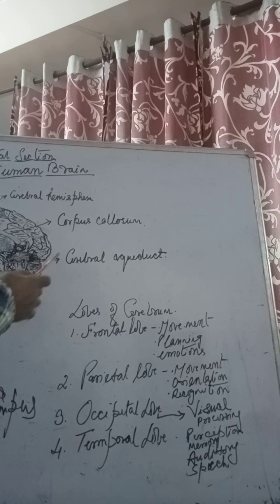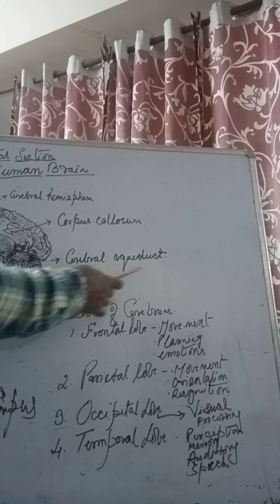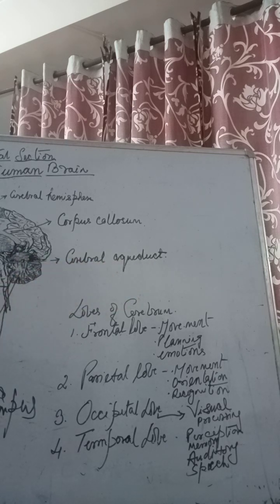And one more thing I would like to highlight here again, that is the cerebral aqueduct, which is this. The cerebral aqueduct is a fine duct-like structure running from the midbrain to the third and fourth ventricles of the brain. Actually, it allows the CSF to flow through it. So that is the cerebral aqueduct. So this was about the brain and its parts and their functions.